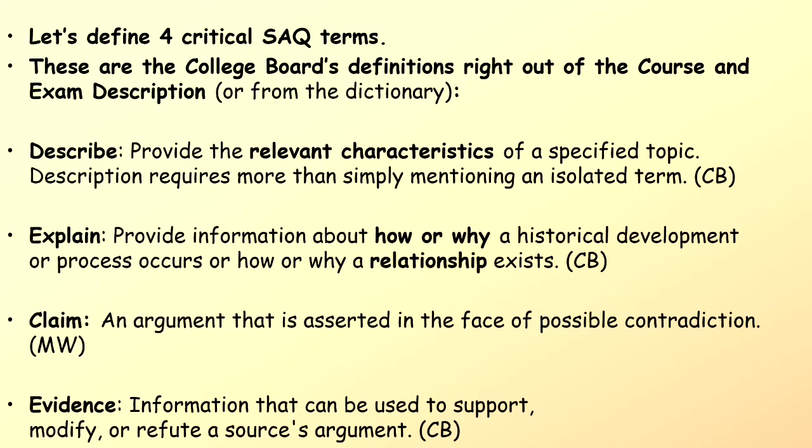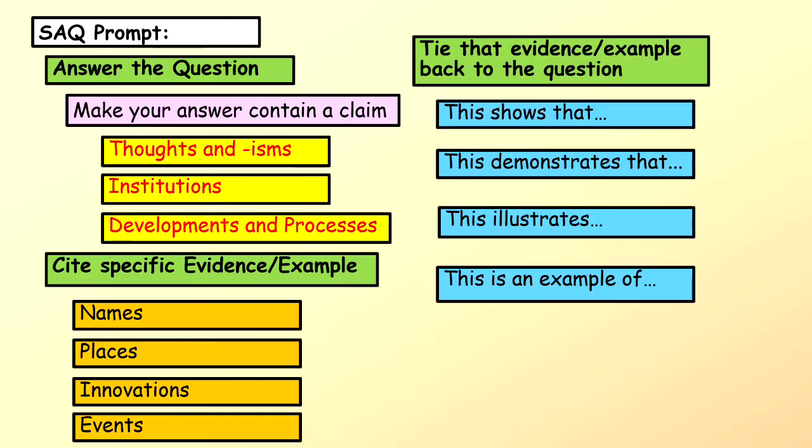Claim. This comes from Merriam-Webster, an argument that's asserted in the face of possible contradiction. And then finally, evidence. Like I just said, information that can be used to support, modify, or refute a source's argument. And that is from College Board.